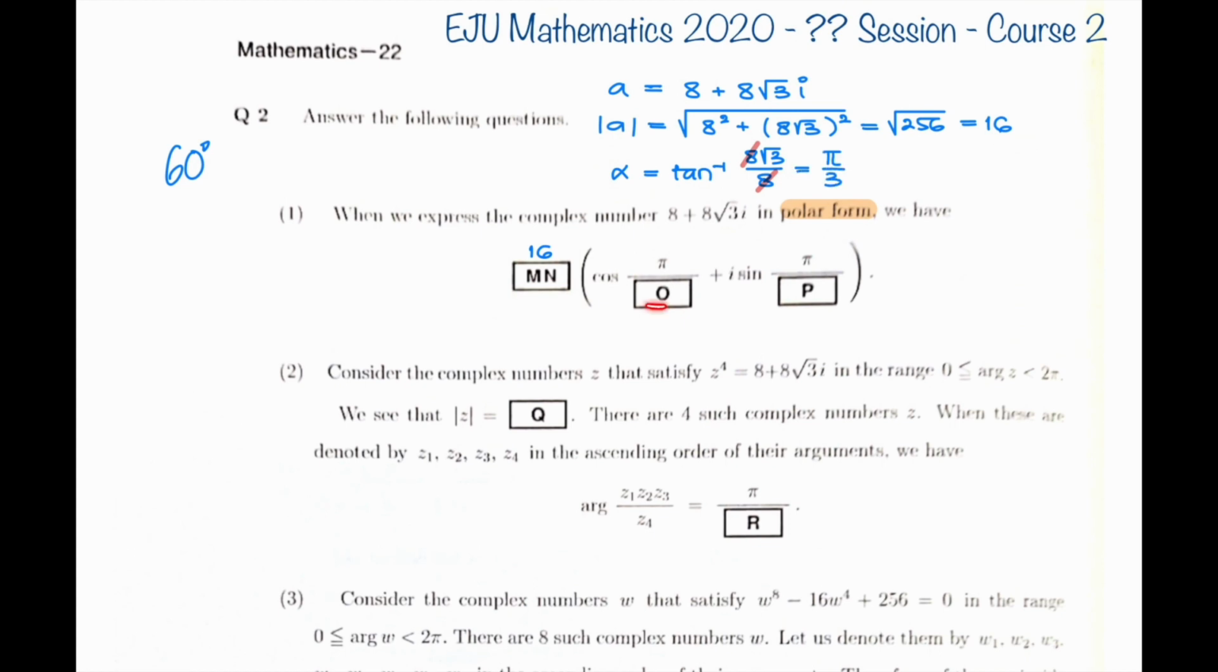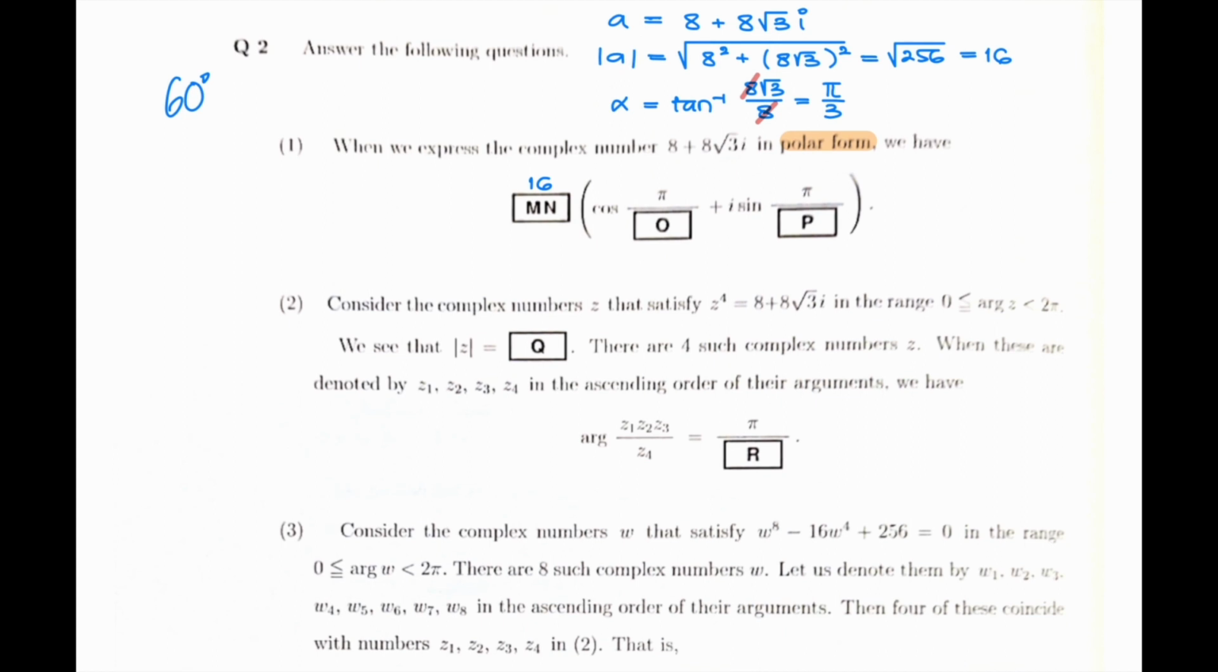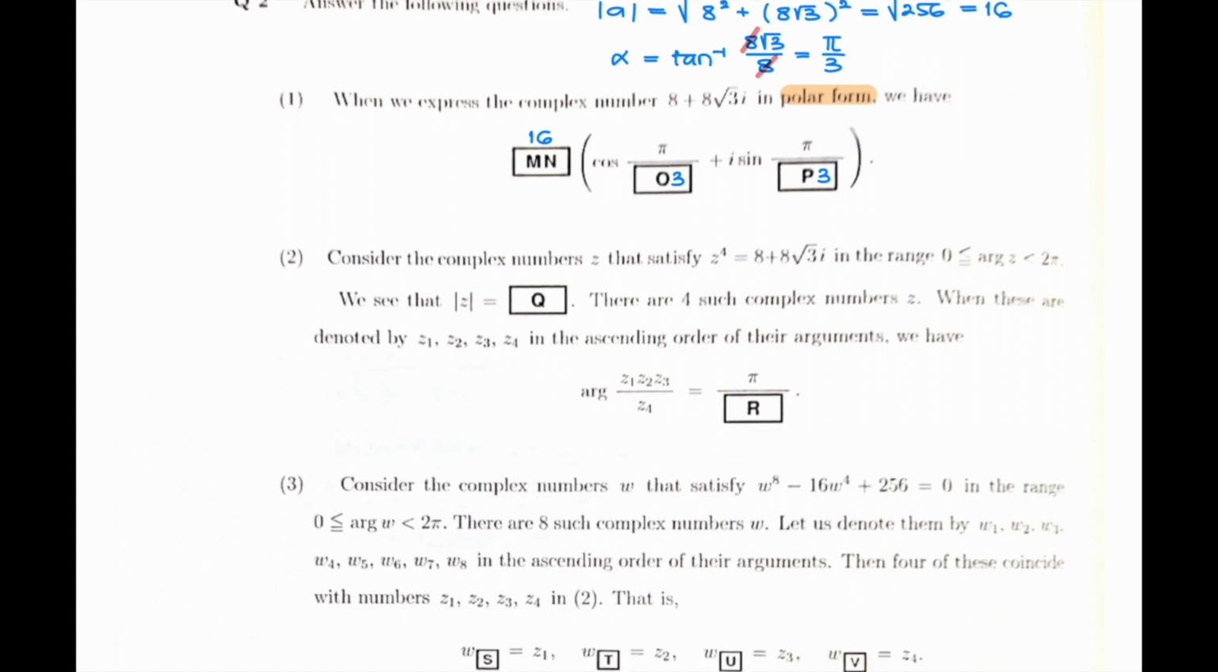Therefore, I obtain the blanks here. This is the argument of A. So the first blank is 3, the second is also 3. If I write it down, my complex number A in polar form is equal to 16 times cos pi over 3 plus i sine pi over 3. This is how we express a complex number in polar form. This is what we call a Cartesian form. Okay, let's move to the next question.